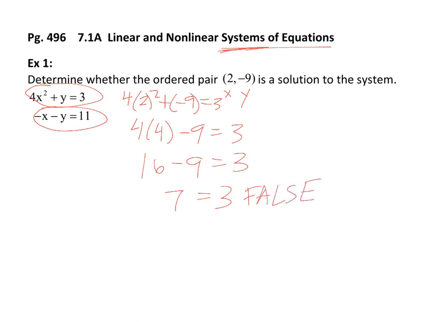So if it doesn't work for even one of the equations, then it's not a solution to the system. So your answer is no. It has to work for both.